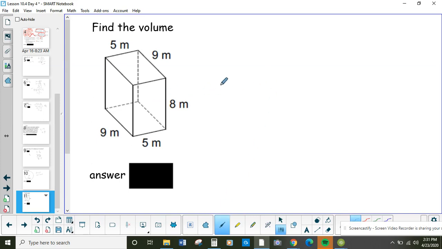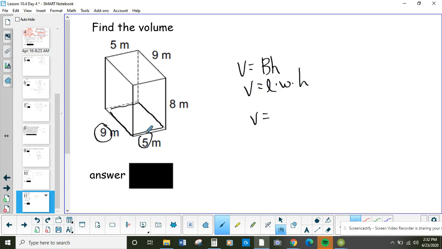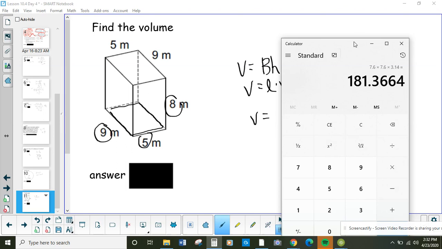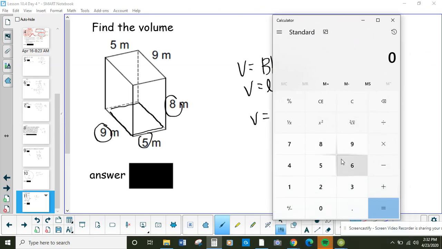And for our last problem, the volume of prisms is the area of the base times the height, not little b, capital B. And for a rectangular prism, well, this base is a rectangle, and the area of a rectangle is length times width. So all boxes, volume is length times width times height. So we have 9 times 5 times 8. Grab our calculator and pound this guy out here. We got 9 times 5 times 8.